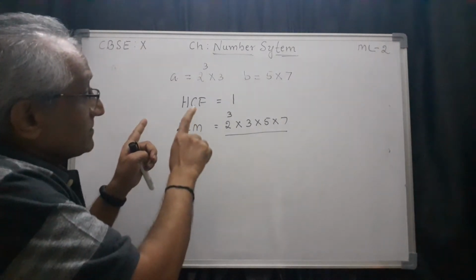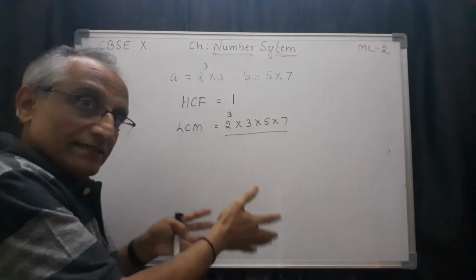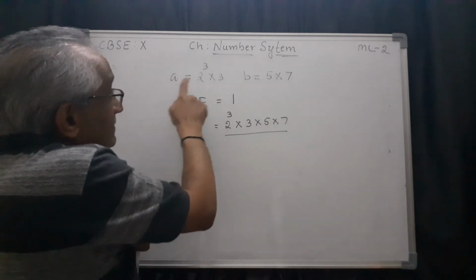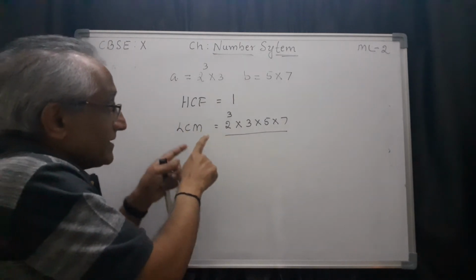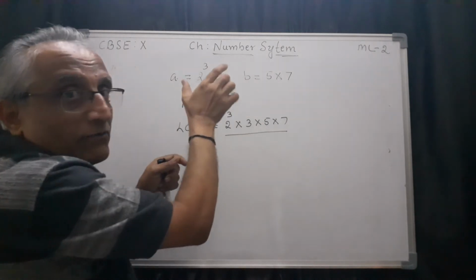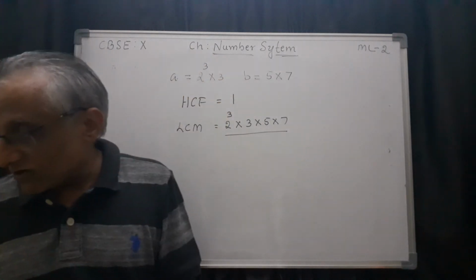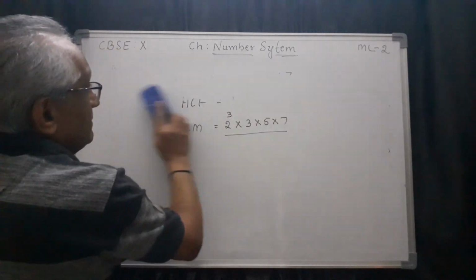Of course, I have not shown you how to factorize, because you can do it yourself. I will take some more examples. But when the two numbers are given as prime factors, then you can directly find the HCF and LCM just by looking at their exponential form, writing the terms and taking the values.